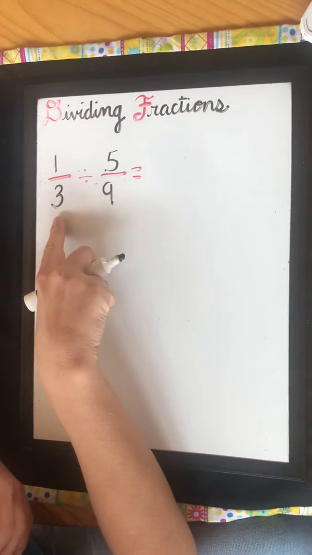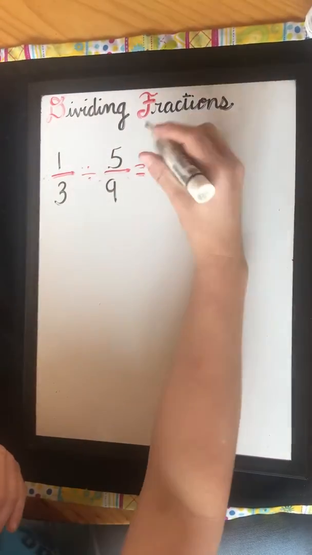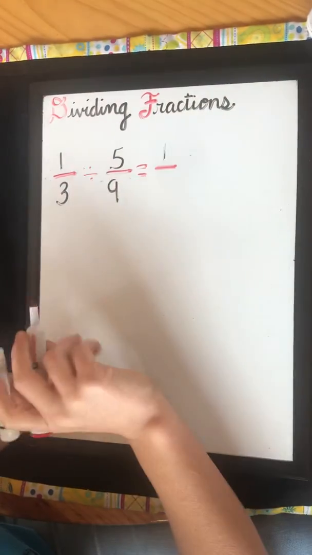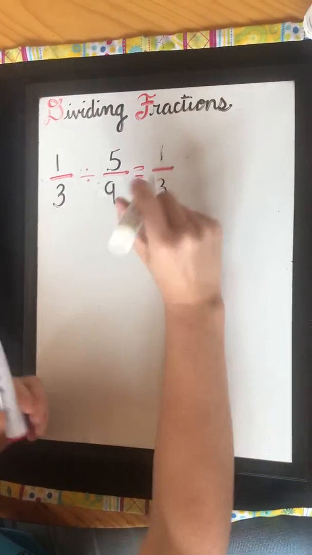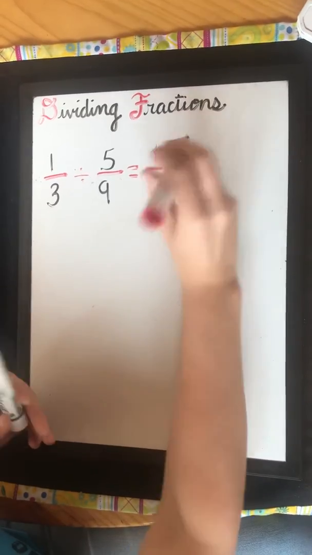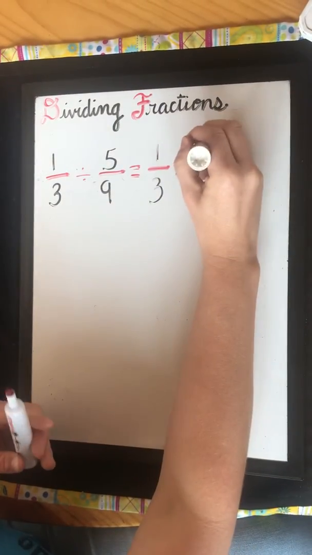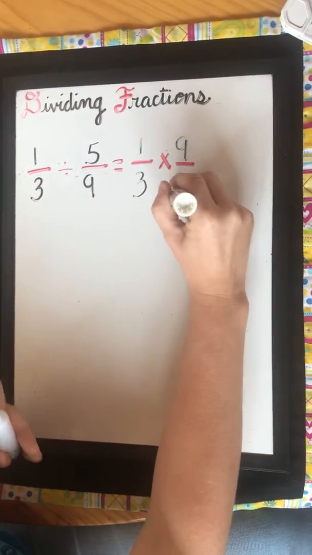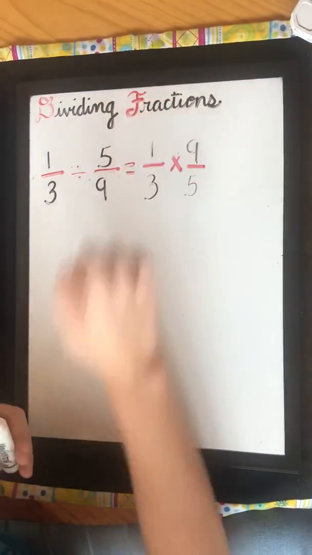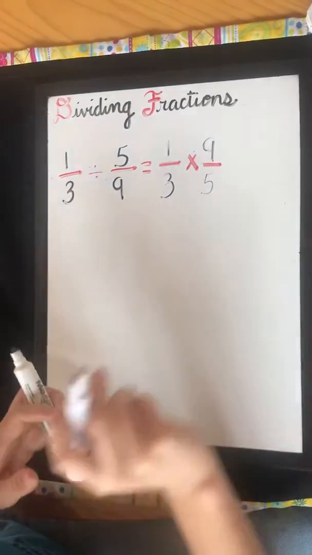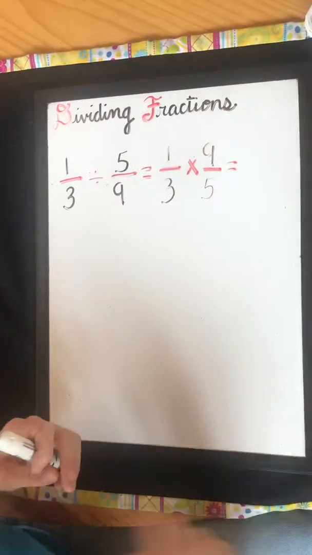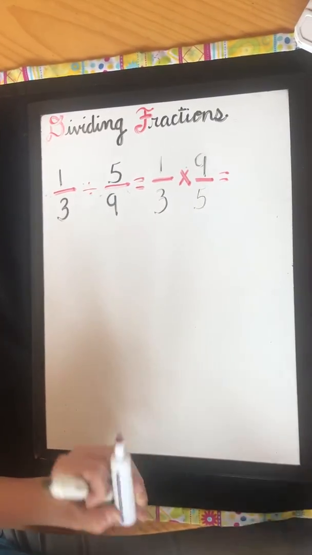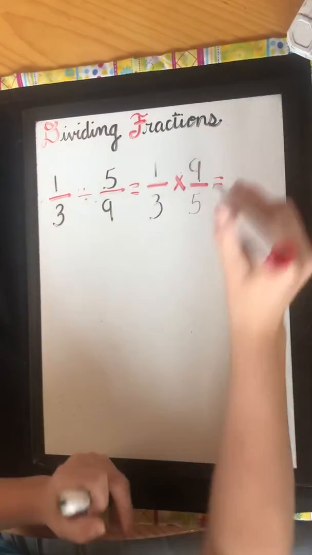Here we have 1/3 divided by 5/9. We would rewrite that as 1/3 multiplied by 9/5. You see how the numerator and the denominator switched places. That's called the reciprocal. And then the way we would solve it is the same way we would solve any multiplication of fractions. We multiply the numerators together and the denominators together.